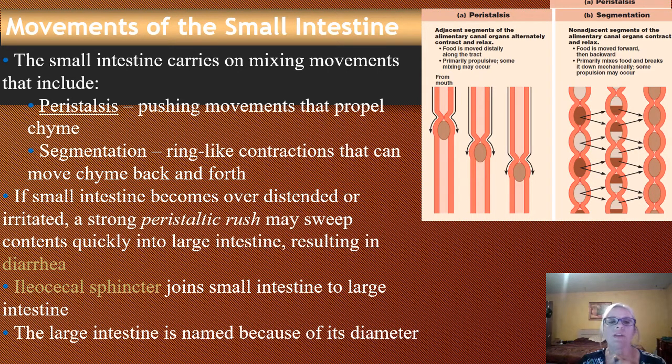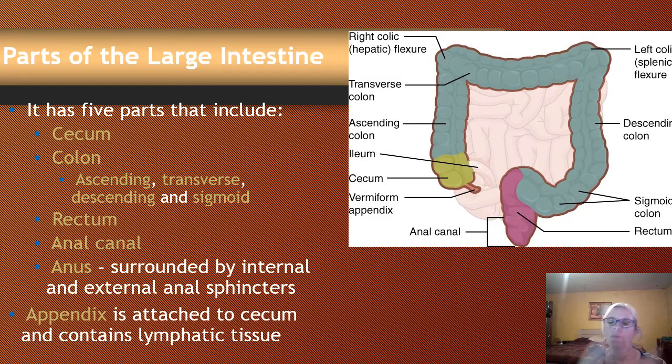We also have the ileocecal sphincter, which joins the small intestine to the large intestine. Another point about the large intestine is that it's named large intestine because it's much larger than the small intestine. So moving from the small intestine to the large intestine, we already said it's named that because it's larger, right? We have 5 parts here, and it's important that you know these 5 parts, okay?